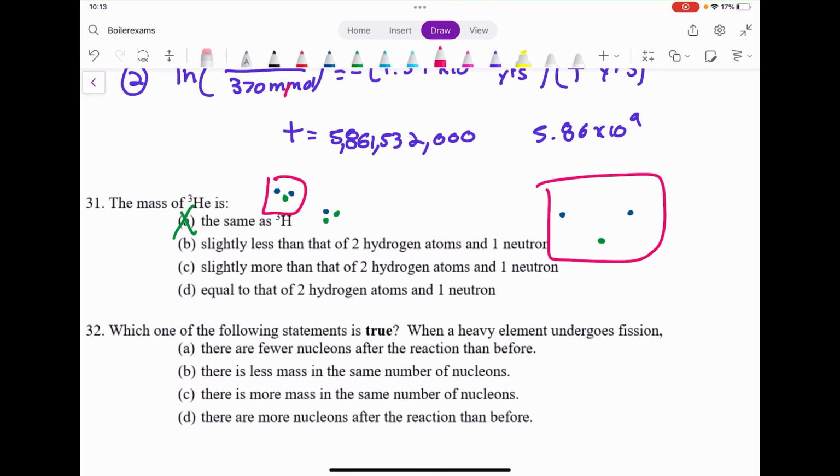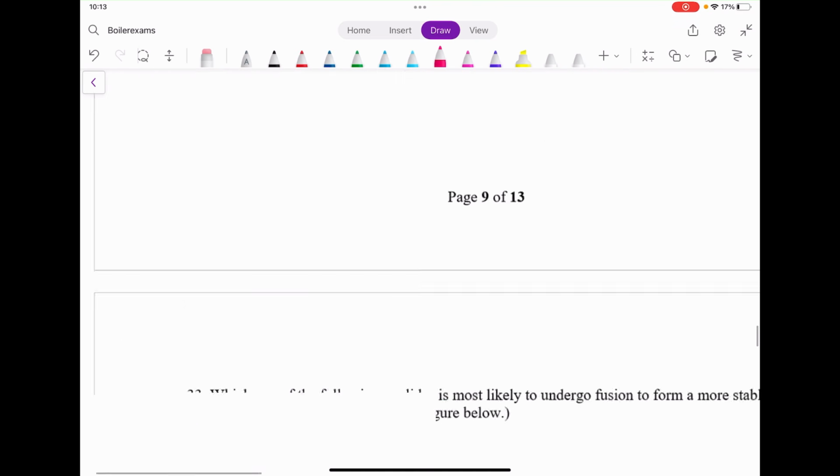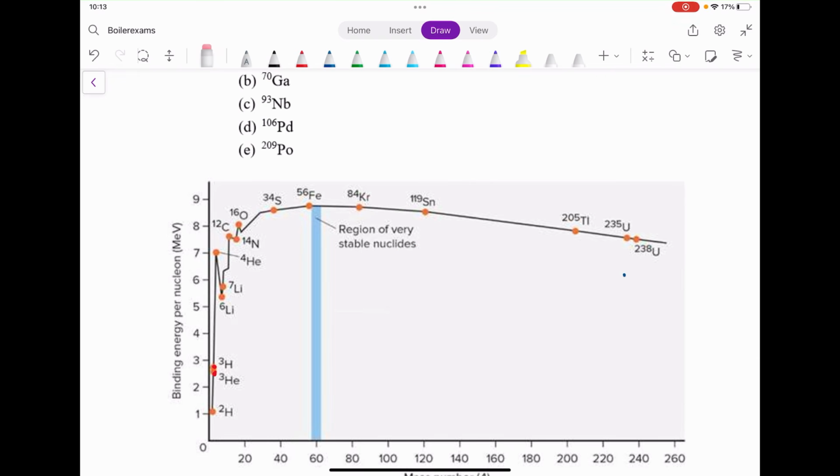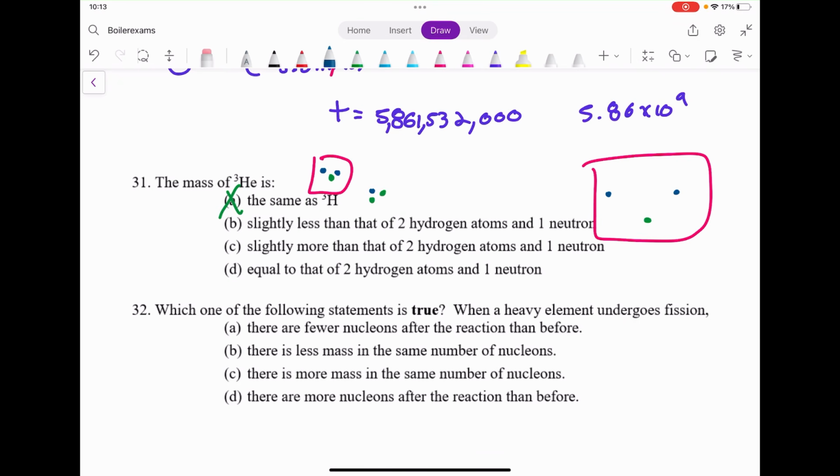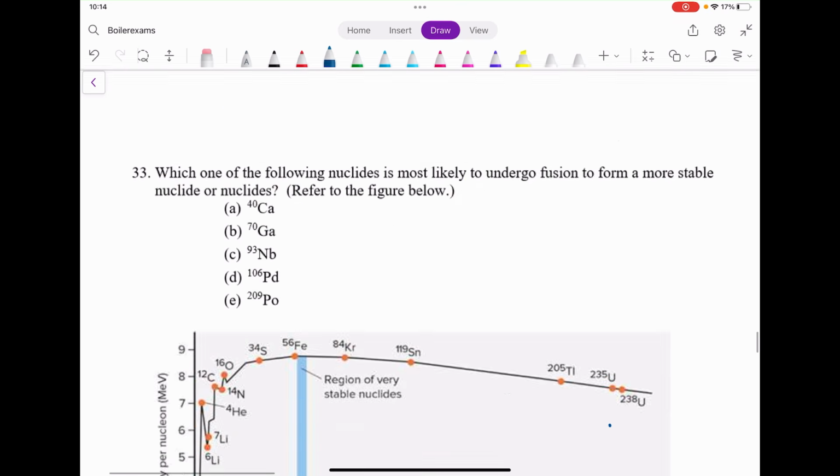We just know this. This is just a piece of information you have to know. When nucleons form nuclei, the mass decreases. So we know the mass decreases. You should just know from your knowledge that the mass of a helium-3 atom is going to be slightly less than the unbound addition of those subatomic particles. So 31 is going to be B.